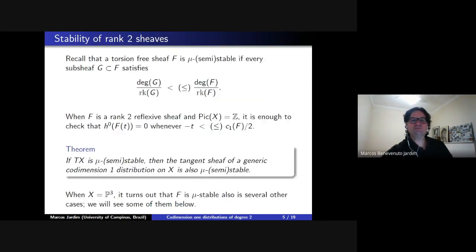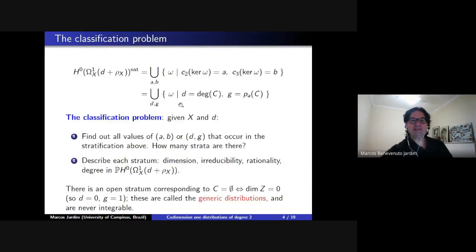So if we go back here, making X equals P3 and d equals 0, remember that rho is 2 when X is P3. This space here is a copy of P5, and the Grassmannian of lines in P3 is a quadric in P5, and this quadric is the closed stratum in this stratification here. So this stratification, when d equals 0, only has the open stratum and the closed stratum, and the closed stratum is the Grassmannian of lines in P3.